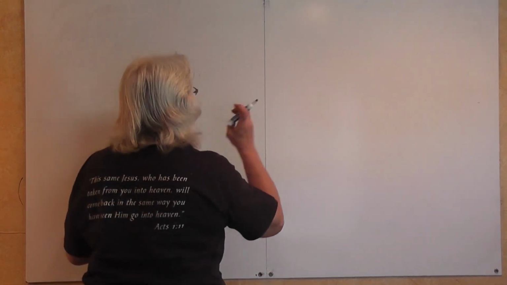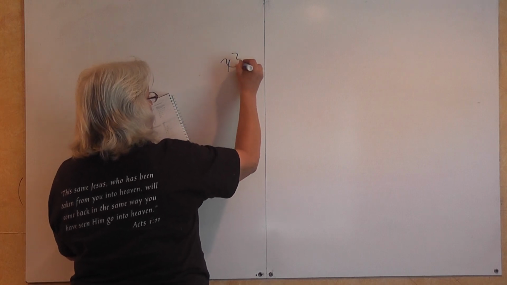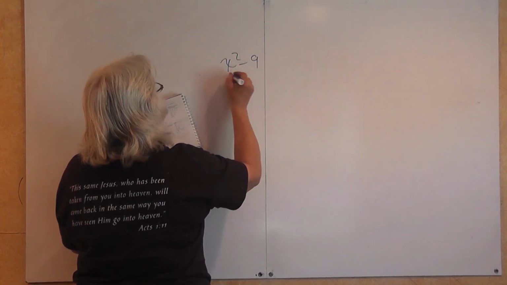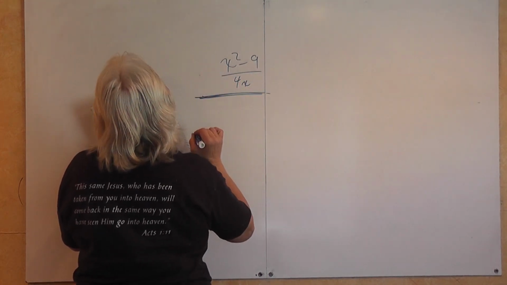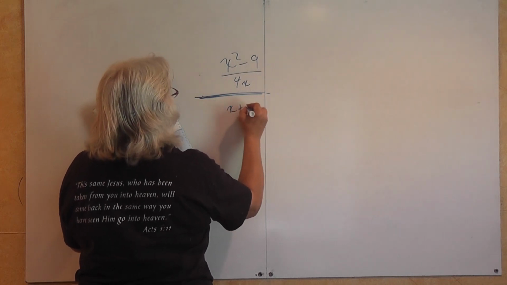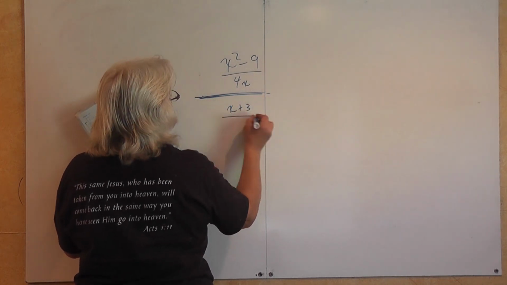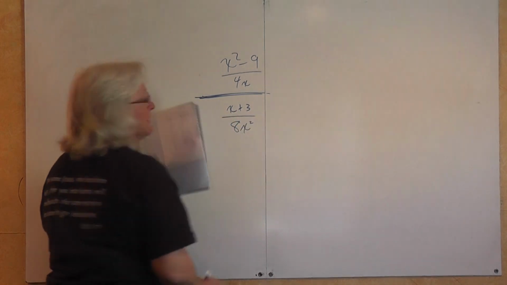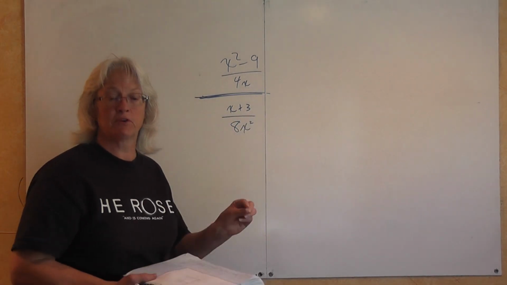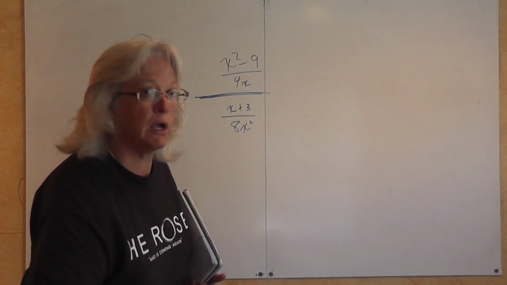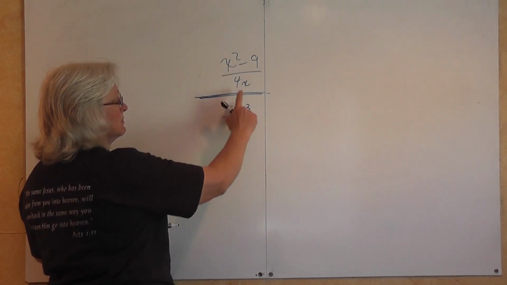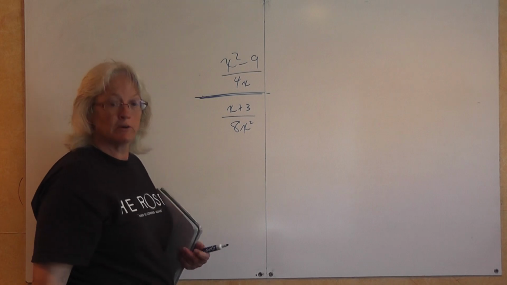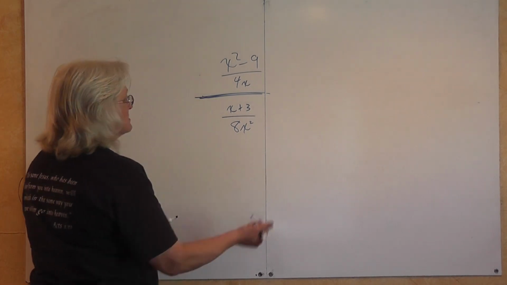We have x squared minus 9 over 4x, all of this divided by x plus 3 over 8x squared. And we're going to use the first method here, which says that we multiply the numerator and denominator by the least common multiple of these rational expressions. We have 4x, we have 8x squared. Our least common multiple is 8x squared.